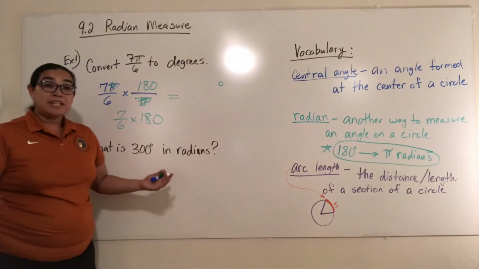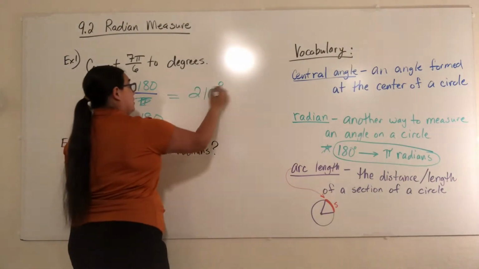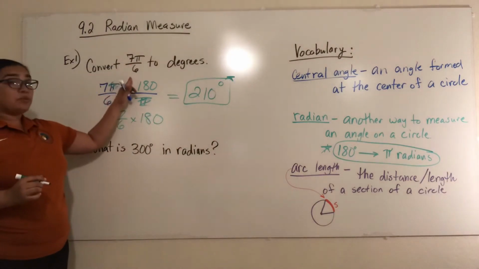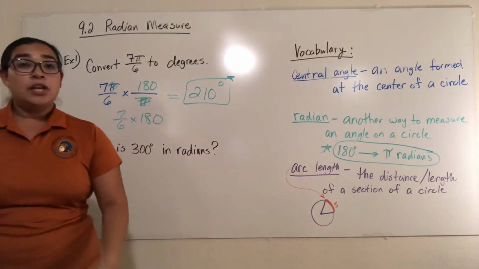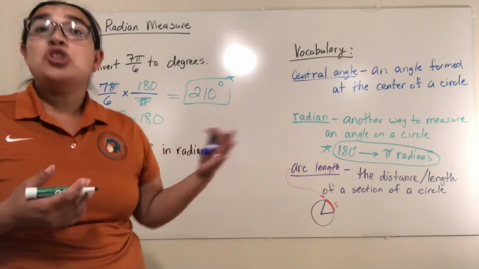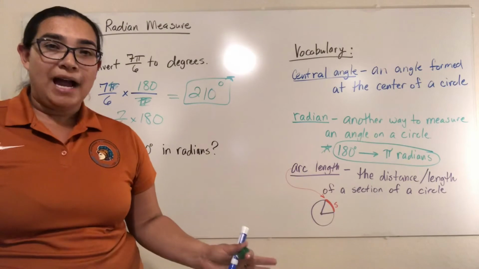All right, so we typed it into Desmos, and we got 210 degrees. So that is our answer. 7 pi over 6 radians is equivalent to 210 degrees. Boom, done. No pi on it. It's a nice answer. You could end up getting decimal answers for your degrees, but you should not have a pi left on the end of it.